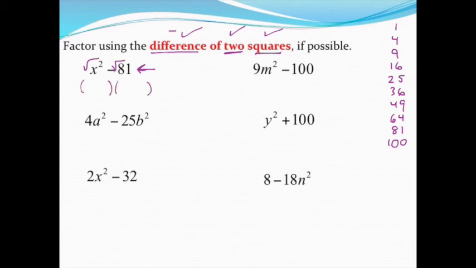The square root of x squared is just x, so put that in the first spot. Remember, we're just reverse multiplying, so if I were to re-multiply this with the box method, x times x is x squared. Square root of 81 is 9, so I'll put that in the back spot in both parentheses, and then the only difference is one parenthesis is going to be positive, one parenthesis is going to be negative. That's how the difference of two squares works.